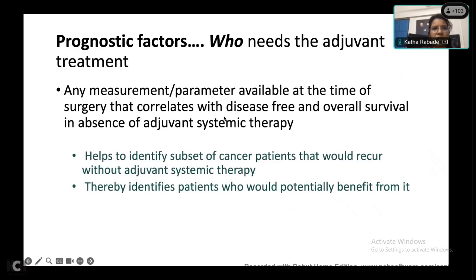There are different prognostic factors which determine which patient will require adjuvant treatment. So these are any parameter that is available at the time of surgery that correlates with disease-free or overall survival in the absence of adjuvant systemic therapy. That means it helps to identify a subset of cancer patients that would recur if no adjuvant systemic therapy was given. Therefore, it identifies the patients who would benefit from adjuvant therapy.